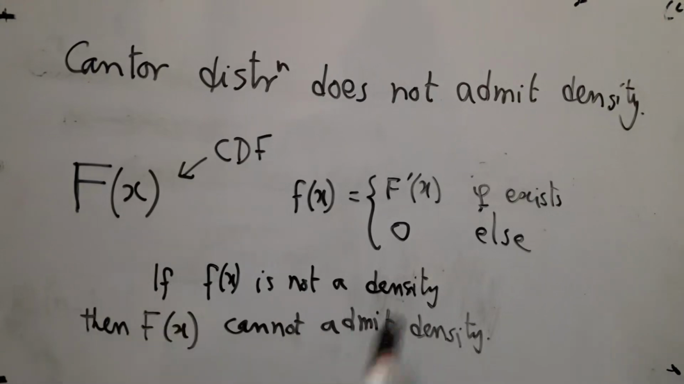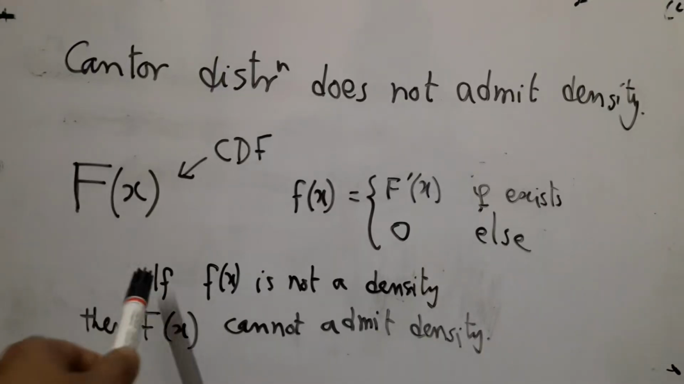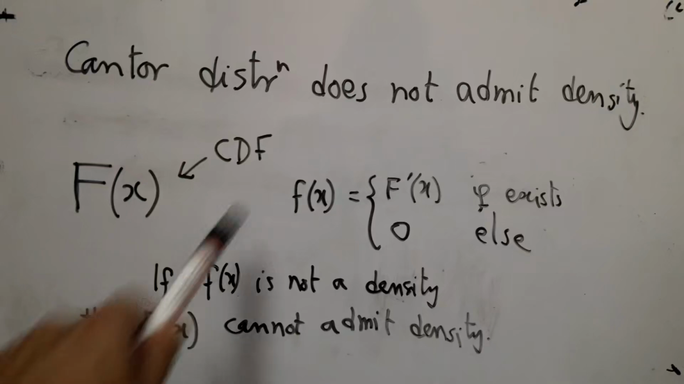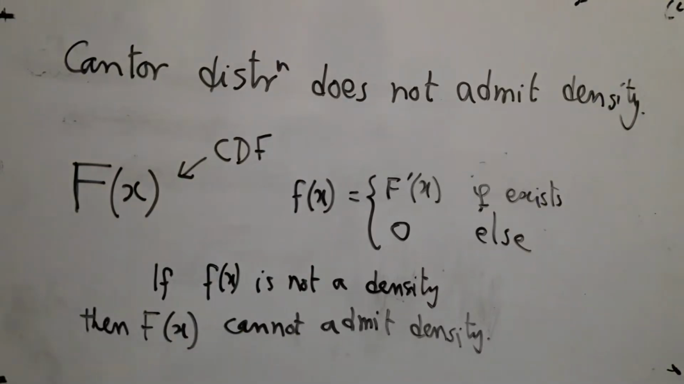If this fx is not a density, that is, a non-negative function integrating up to 1, then Fx cannot admit a density. So if it has a density, this has got to be the one.